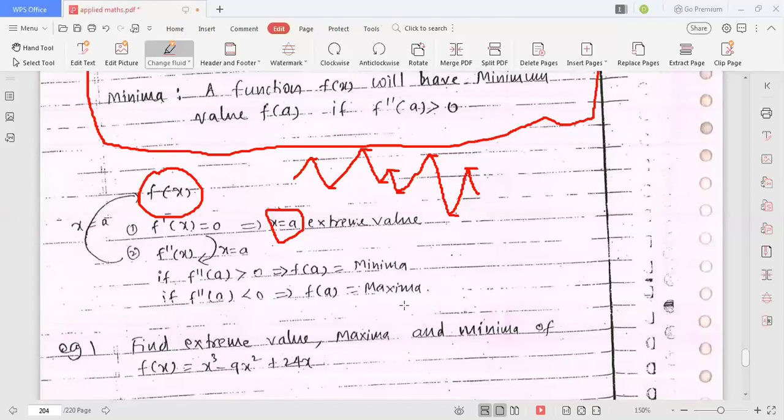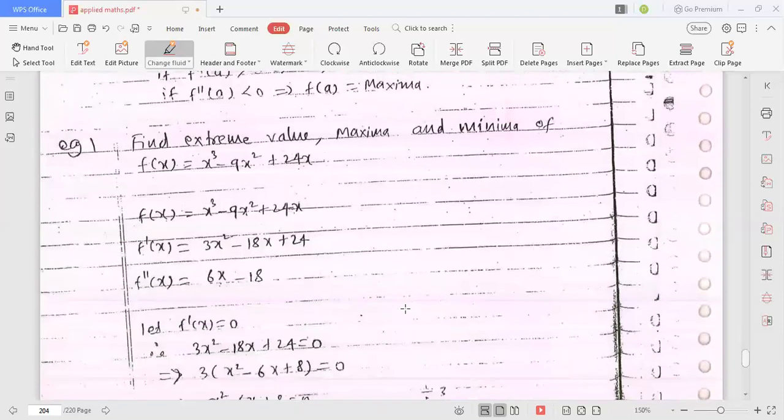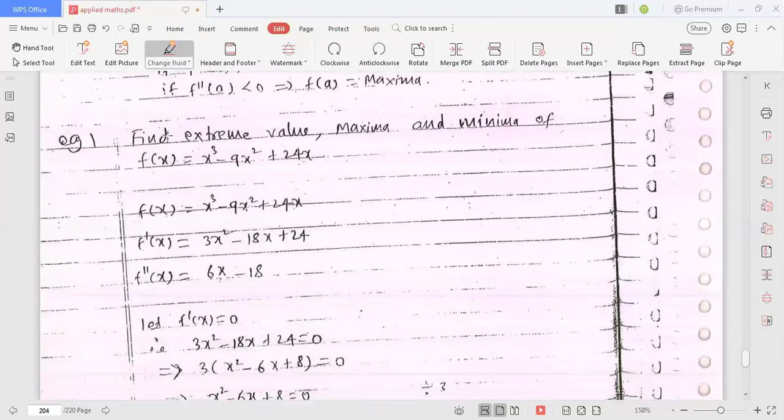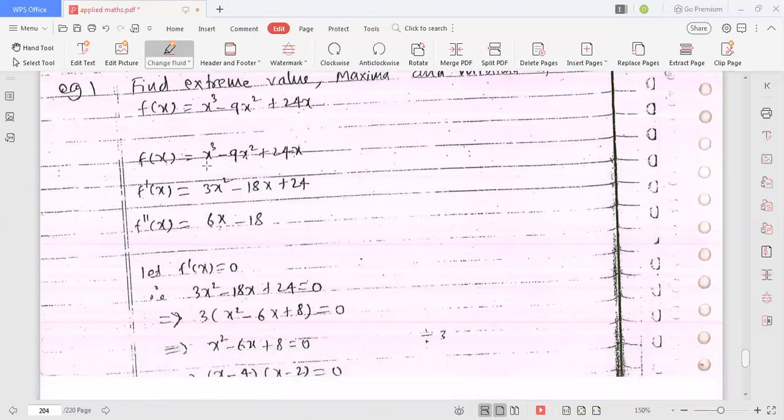Now we will see one problem on this topic. The question is, find extreme value, maxima and minima for f of x equal to x cube minus 9x square plus 24x. So f of x is equal to this is the given question. Now first we find f dash x, that is the derivative, using the x raised to n formula. This is very simple. So find the derivative. After finding the first derivative, we find the second derivative f double dash x.